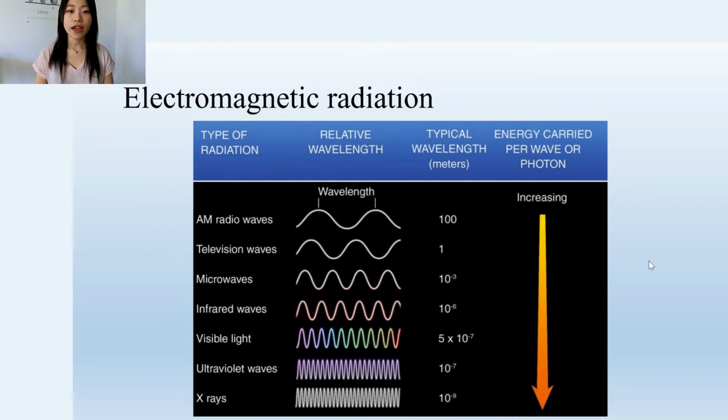In the last video, I mentioned that there are many different types of electromagnetic waves, and they are characterized by their wavelength. They are radio waves, microwaves, infrared, visible light, ultraviolet waves, and X-rays. And they are listed from longer waves to shorter waves. In other words, they are listed from lower frequency to higher frequency. So microwaves have lower energy than visible light, and ultraviolet waves have higher energy than visible light.